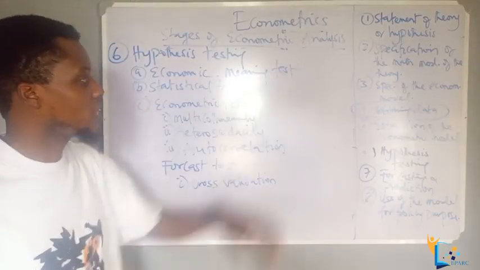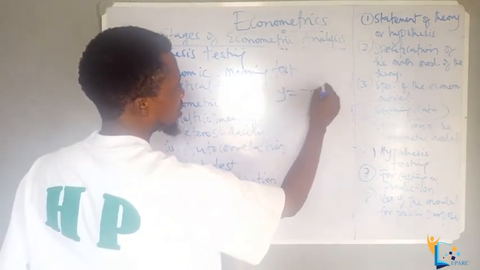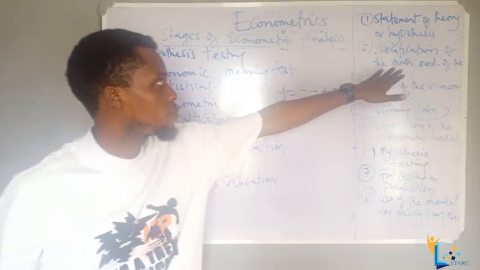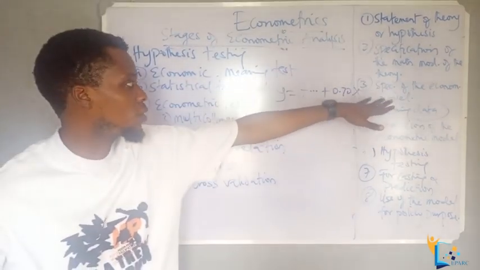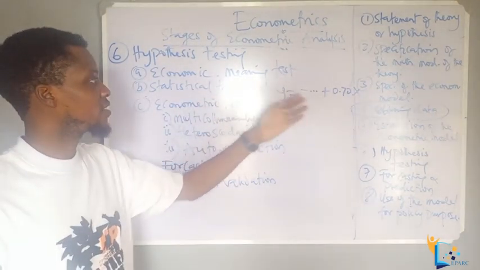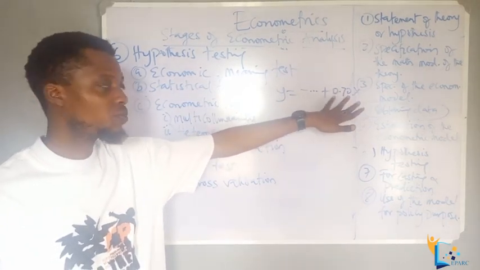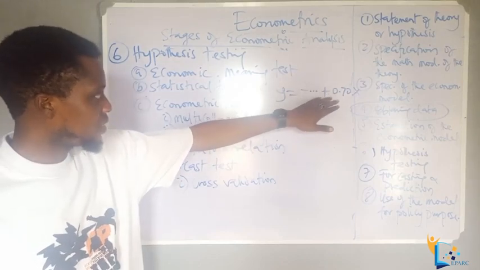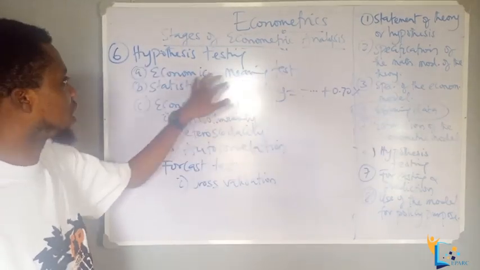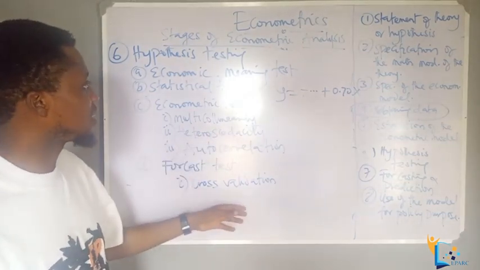In our previous model, where we had y equal to minus something plus 0.70 x, if you remember, we established this under the econometric model. If John Keynes expected the MPC to be less than 1, and the MPC is 0.70, then this establishes that fact. The economic meaning test is what we are trying to establish here. We are investigating the magnitude of the parameters.